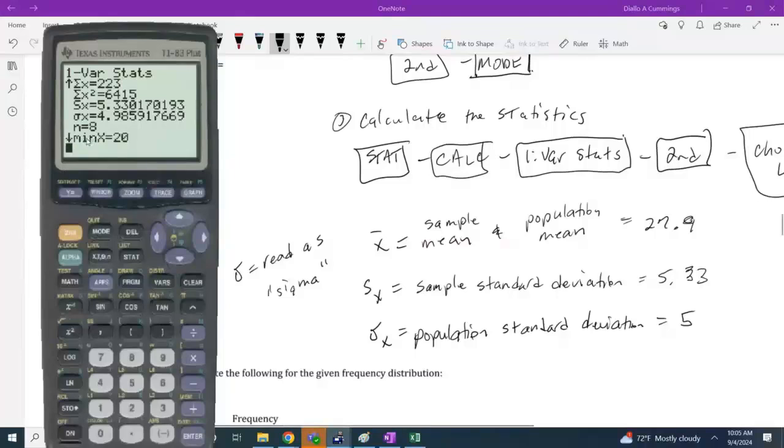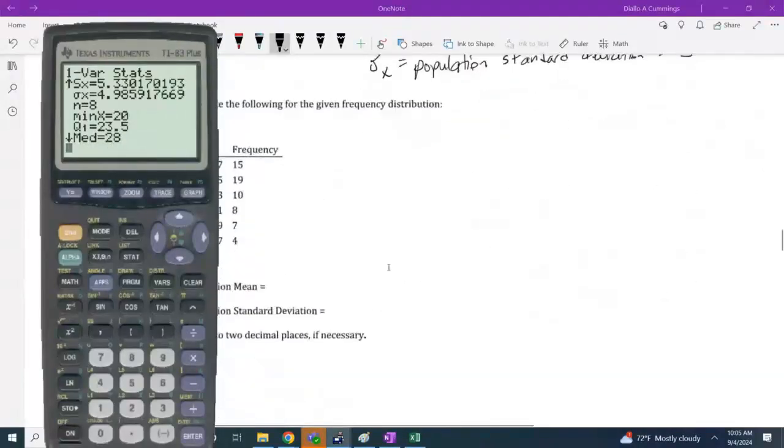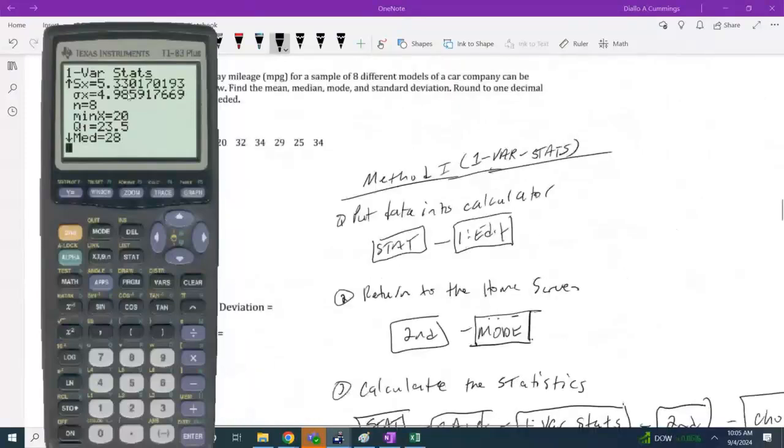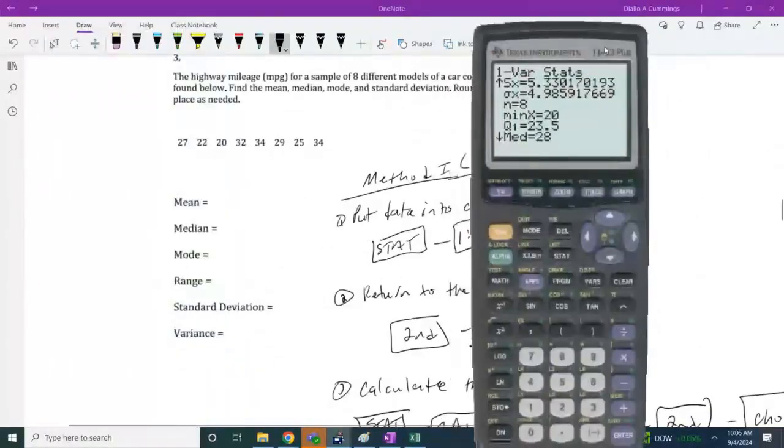The smallest value in the data set is 20. Q1 is 23.5. The median is 28. So let's see, the mean was 27.5. The median, which is Q2, that is 28.